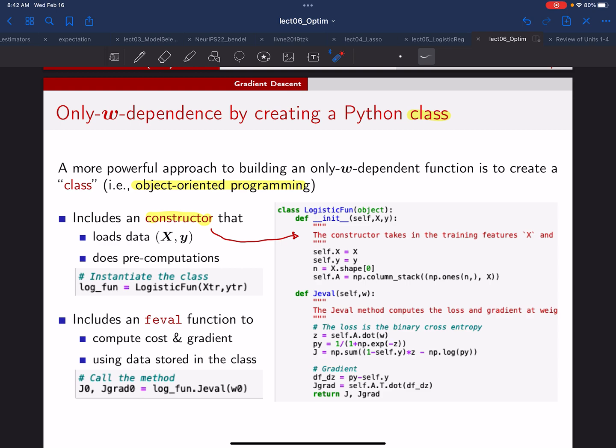Okay, so this is the object-oriented approach, and it's more powerful, and if you can learn to code this way, it's really nice.